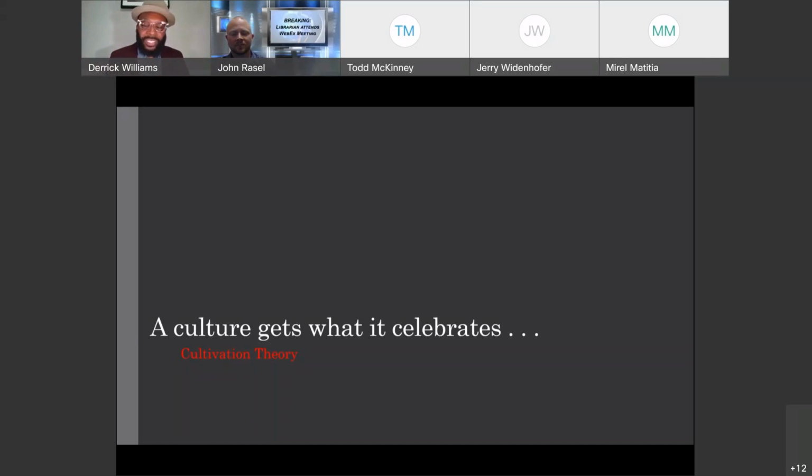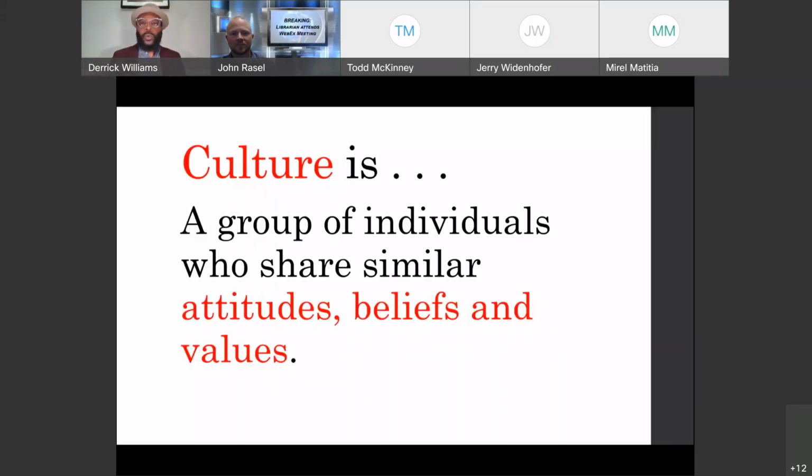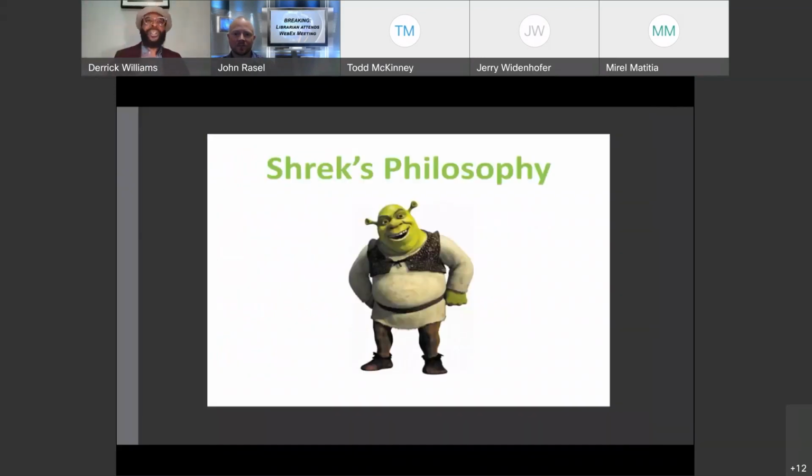So that's what cultivation theory does. When we look at a culture, it is just individuals who share attitudes. This is really important. The three big things: attitudes, a belief system, and values. Now I'm going to go to Shrek, because Shrek is one of my favorite animated series, and this is what I want to leave us with when we're thinking about our conversation. A culture gets what it celebrates.